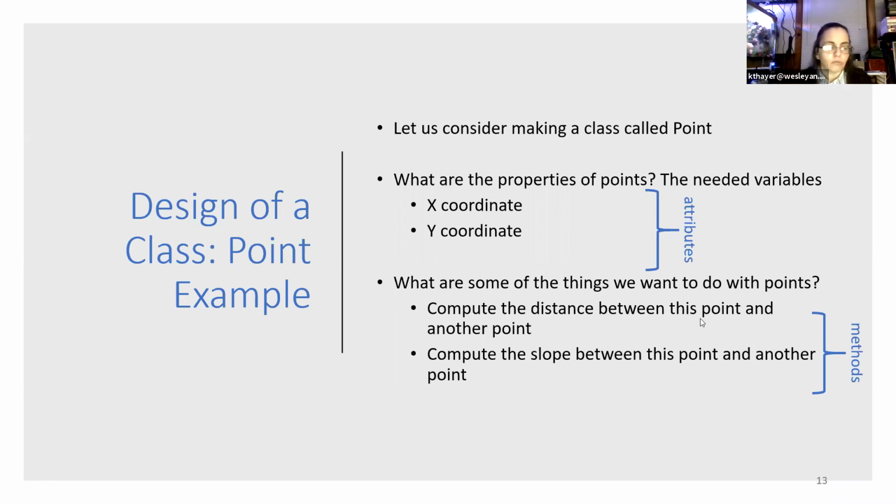So when somebody wrote the methods for strings, they said, okay, if I have a string, what are some of the things I'd want to do with a string? Well, maybe I'd want to know whether it was alphabetic or not. Maybe I wanted to know if it was a digit. Maybe I want to convert it to uppercase. Well, what do we want to do with points? Well, maybe we want to compute the distance between this point and some other point. Maybe we want to compute the slope, something like that. Could there be other things? Sure.